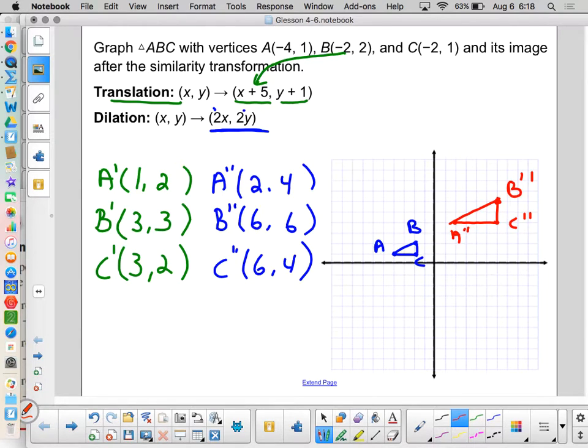Okay? And if you wanted to see the result of the first transformation, you could graph A prime, B prime, C prime too. A prime is at 1, 2, right? Excuse me, I put that slightly in the wrong position. There we go. So you get the idea. We do them one at a time. We simply combine.